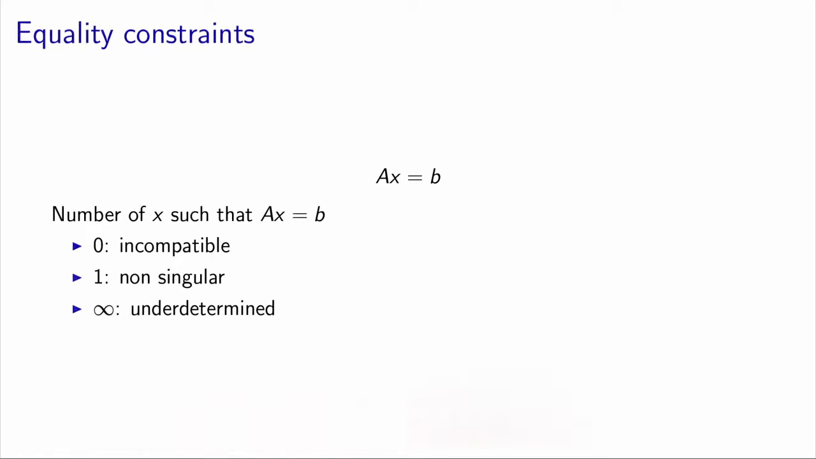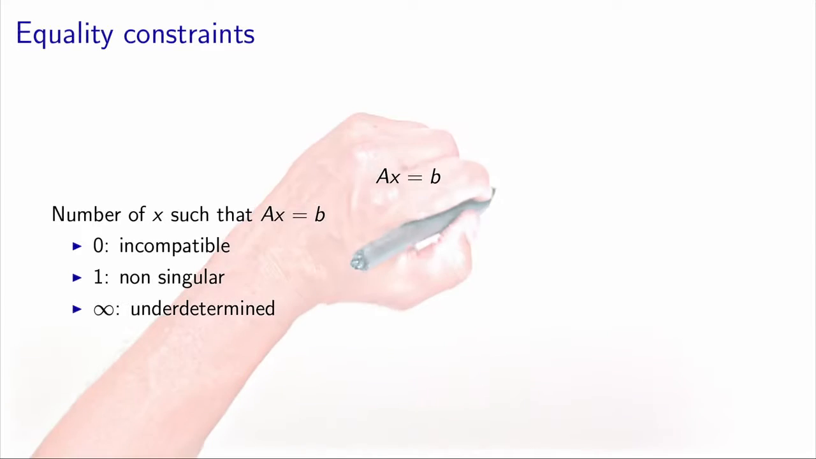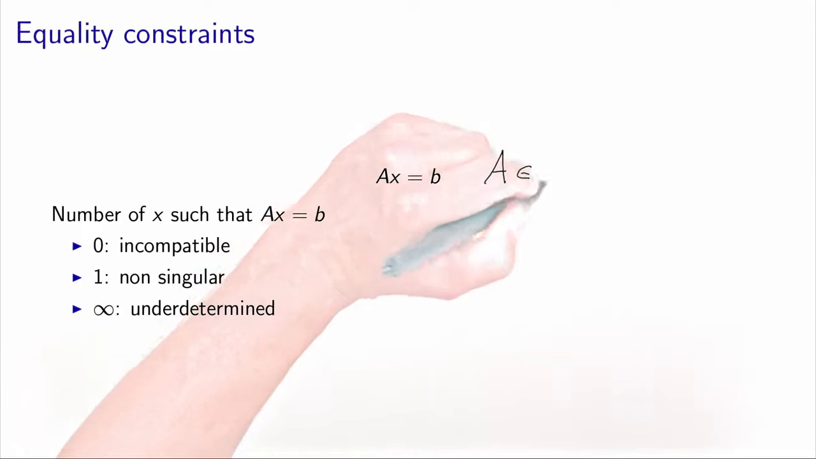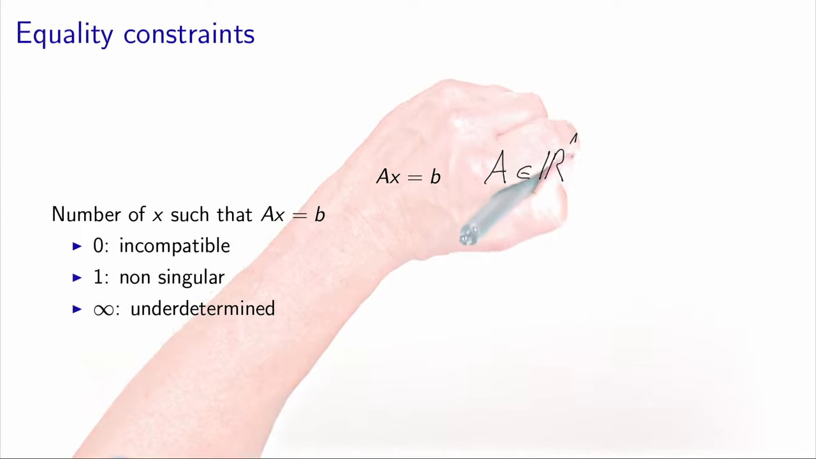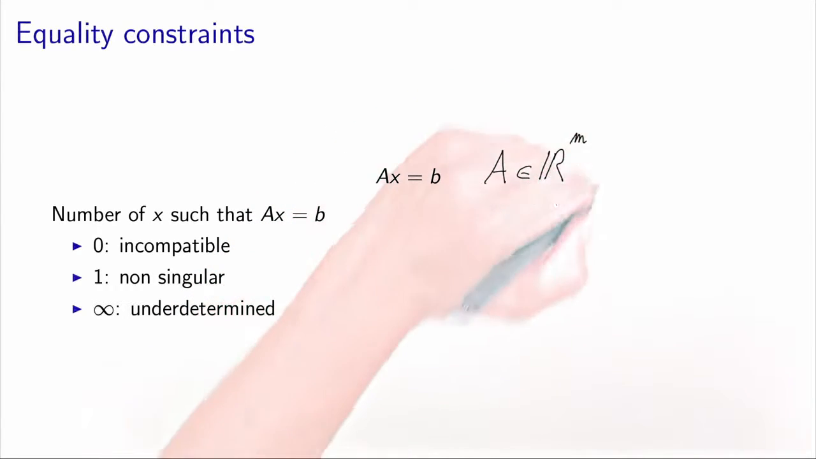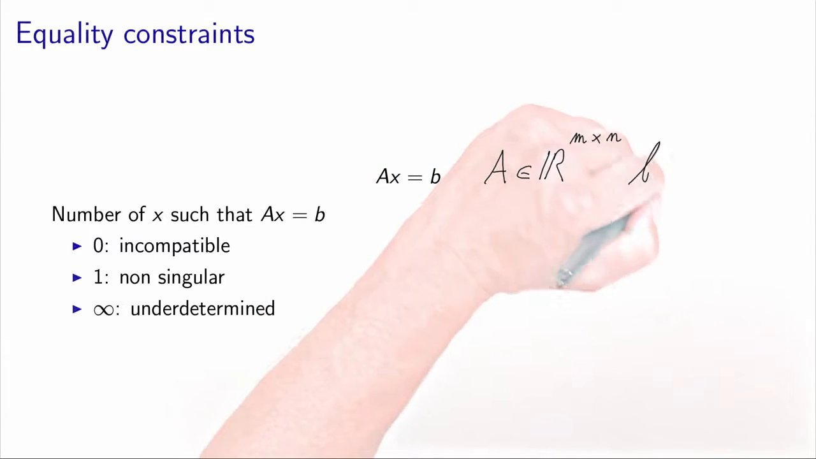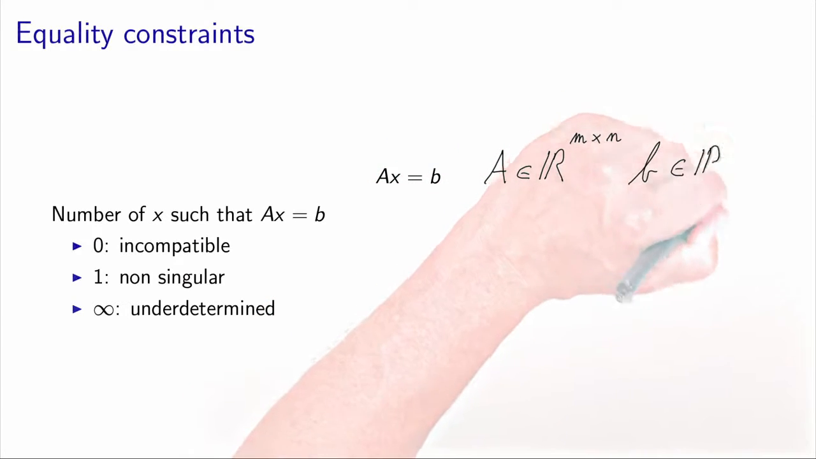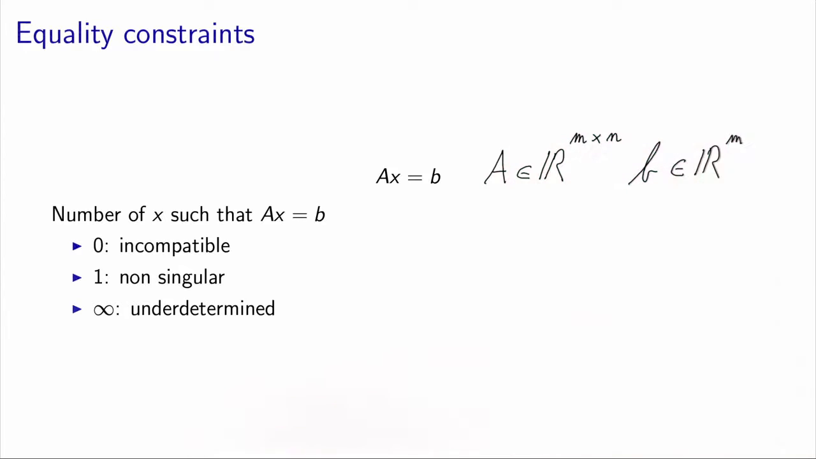So let's consider first the equality constraints only. We have a system of linear equations, Ax equals b, where A is a matrix of m rows and n columns, and b is a vector of R^m. Now, how many vectors x verify this system of equations?